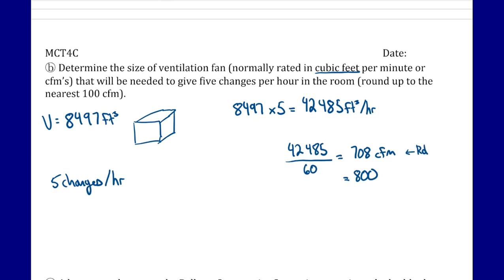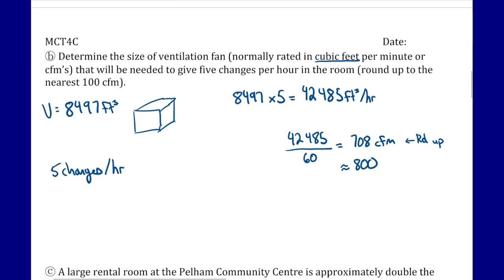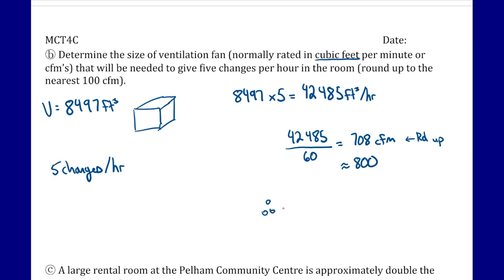The reason we're rounding up is that fans are designed to ventilate a certain amount. It's not very specific, like 708. You wouldn't find a fan that can do 708, but you could maybe find one that's 700 or 800. So we round up to 800, because based on fan size, there are only certain size fans that are produced. There's not a fan for every individual CFM. So the size is 800 CFM, and 800 would be enough to clear out everything 5 times an hour.